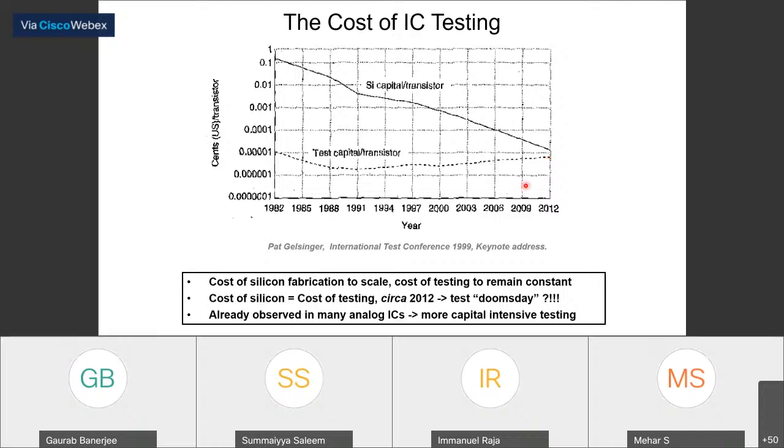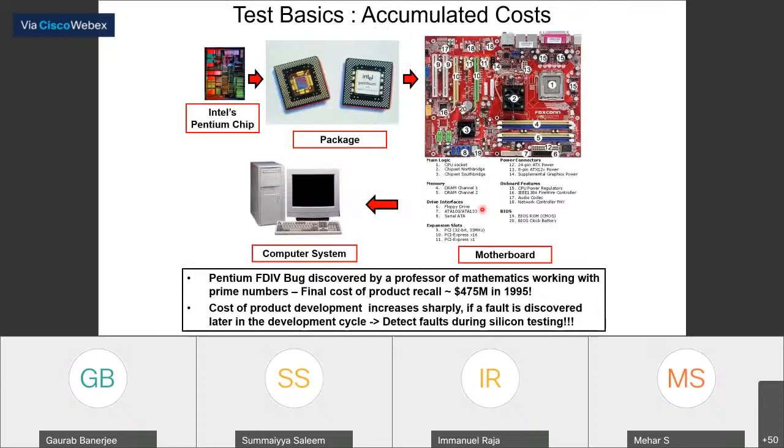Another thing that was observed was that the act of testing a chip is very capital intensive. So with that information, I just wanted to tell you about a couple of test basics. I'm sure a lot of you already know this, but many of you are probably old enough to remember the Pentium bug, which was discovered way back during the original Pentium chip's days. It was a very esoteric error, discovered by a professor of mathematics who was working with prime numbers.